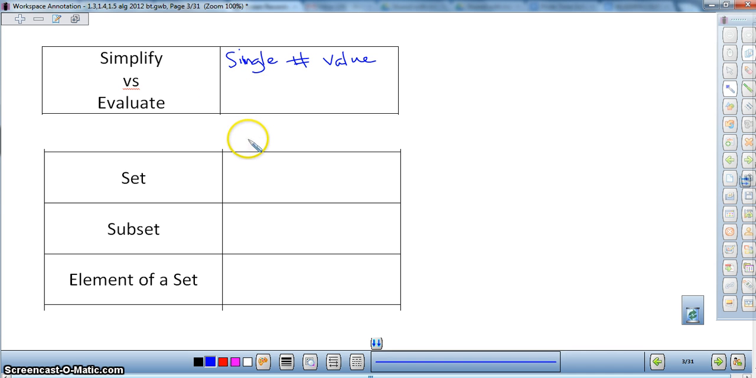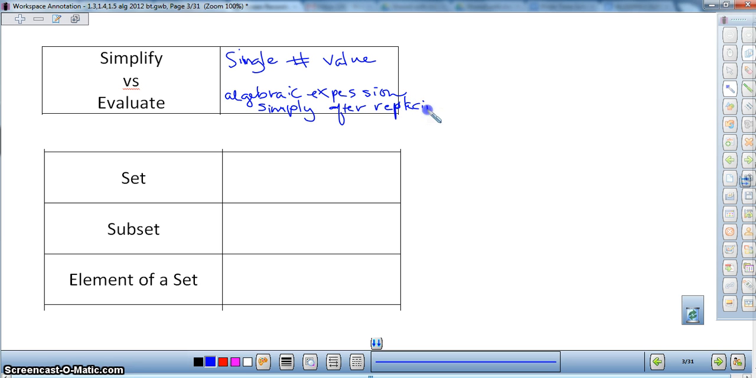When you evaluate, usually you're going to have an algebraic expression, and you are going to be substituting numbers in and solving that expression. So you would plug a number in and you would simplify after you plug the numbers in. So simplify after replacing the number values for the variable.